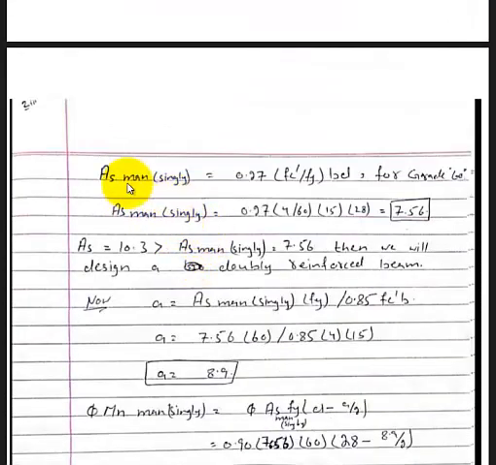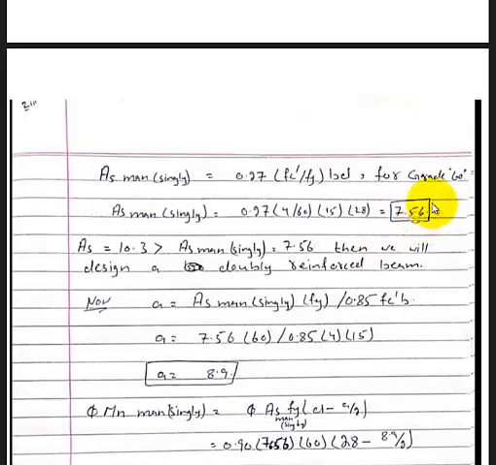Now the area of steel maximum singly, because this is a doubly reinforced beam, there will be steel provided in the tension zone and also in the compression zone. So the area of steel maximum singly formula is 0.27 fc prime divided by Fy into b d. This formula is for grade 60. Clear? So now As maximum singly is 0.27 into 4 divided by 60, into 15. Putting the values, b is 15 and the effective depth is 28. We get that the area of steel maximum singly is 7.56.